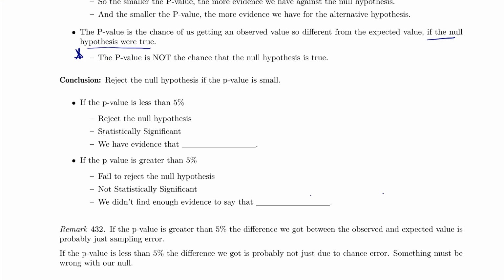And our conclusion is we reject the null hypothesis if this p-value is small. So that's another one you want to memorize. So for a small p-value, we reject the null. So if our p-value is less than, usually we use a cutoff of 5%, then we reject the null hypothesis. It also means we can say our results are statistically significant, and we can say that we have evidence that, and we just write the alternative hypothesis here. So if we're talking about coins, then we'd say we have evidence that our coin is not fair because that was our alternative hypothesis. If the p-value is greater than 5%, then we fail to reject the null.